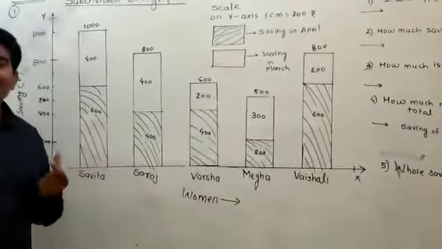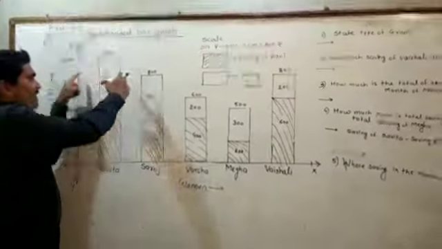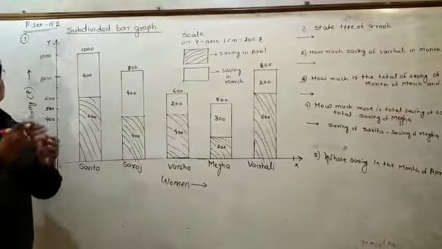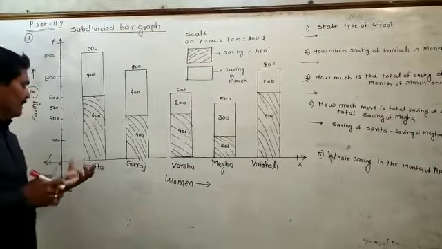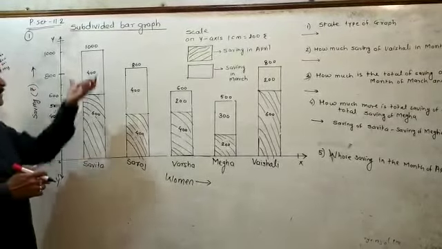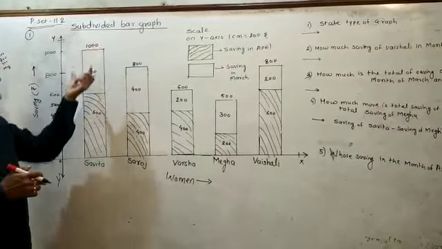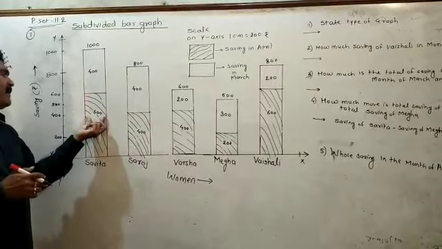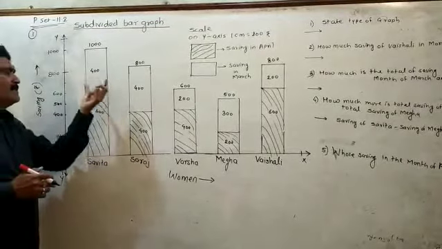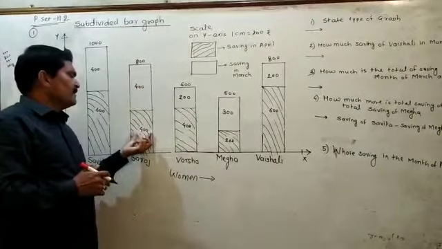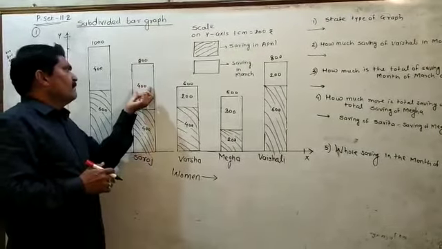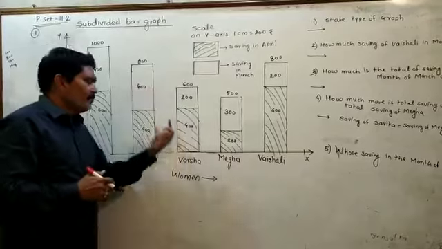Why do you say subdivided bar graph? One bar is divided into 2 parts, so that is the division. So you have to say subdivided bar graph. Savita's total saving in both months is 1,000. In April it is 600, in March it is 400. Saroj's total saving is 800. In April she saves 400 rupees, and in March she saves 400 rupees.